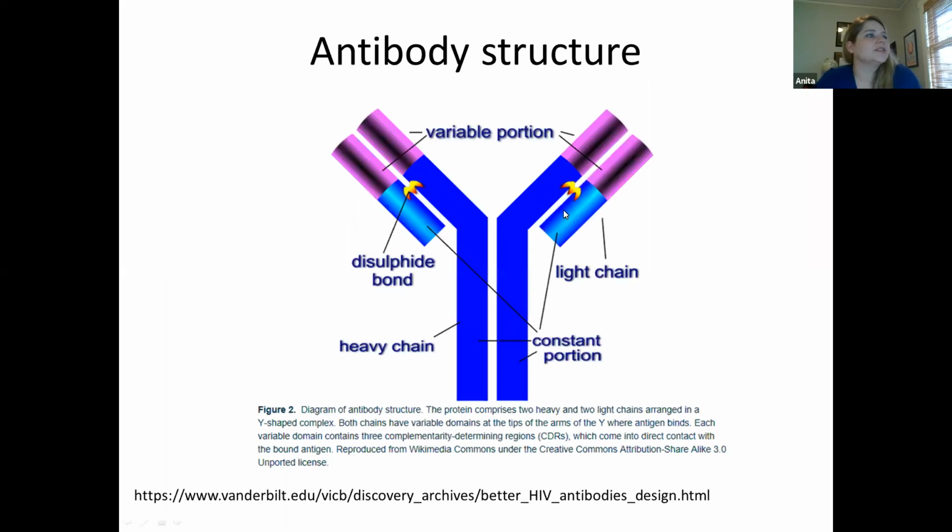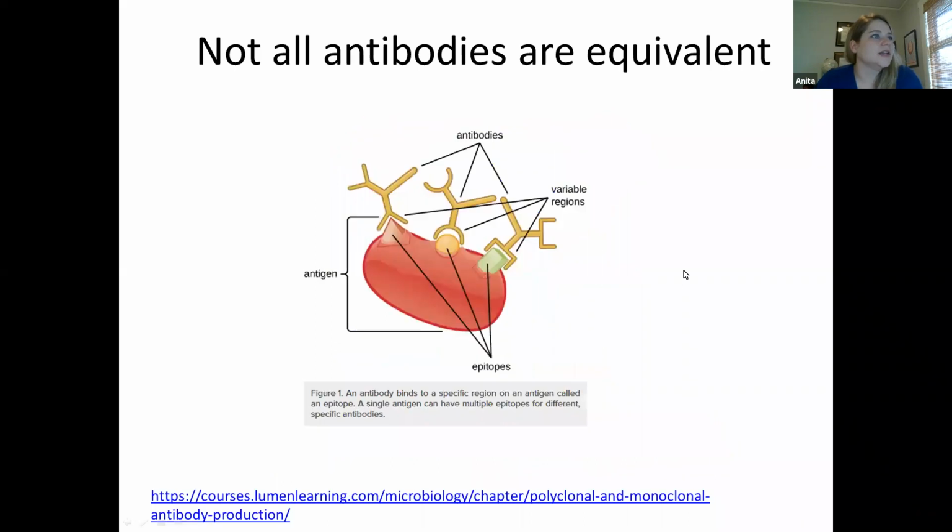antibodies in the lab. So of course, you're probably familiar with an antibody structure. You have the variable portion here that's going to bind to your antigen, and then you have the light chains and the heavy chains. So this part is constant. This part is going to change depending on what you're targeting, and the constant part is going to be whatever the host animal is. So that becomes important when you talk about primary and secondary antibodies.